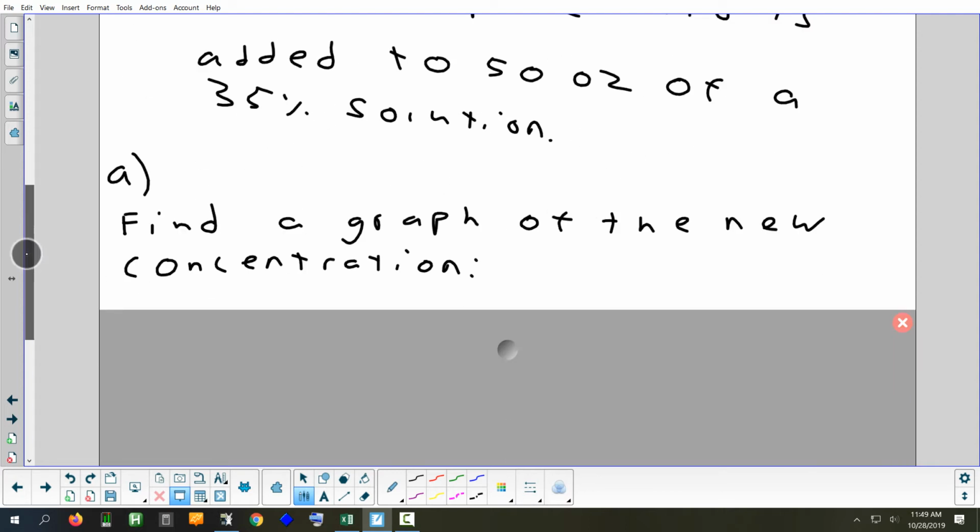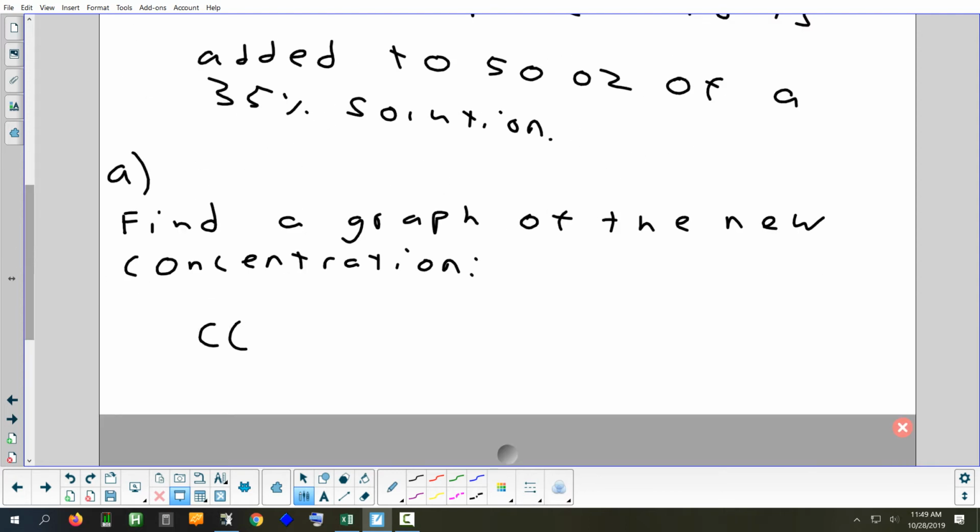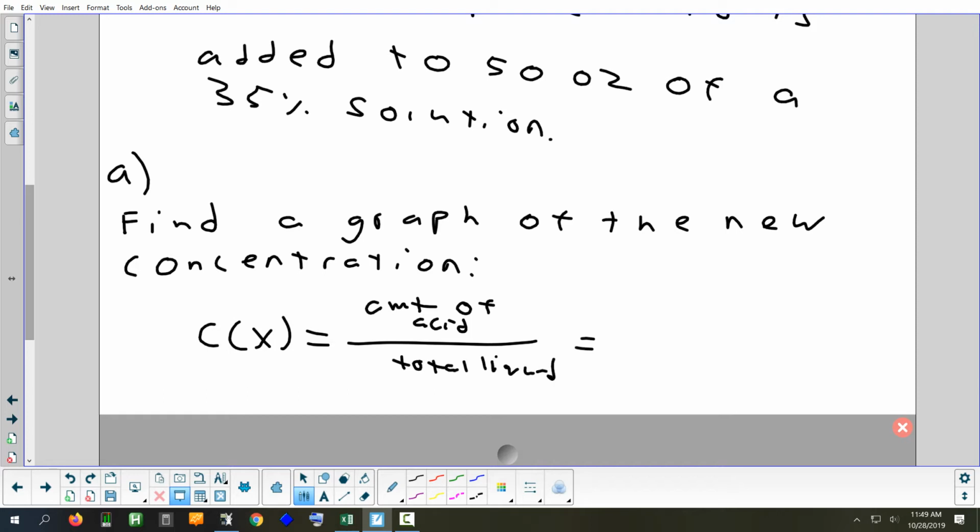Okay. So concentration is basically amount of acid divided by total liquid.